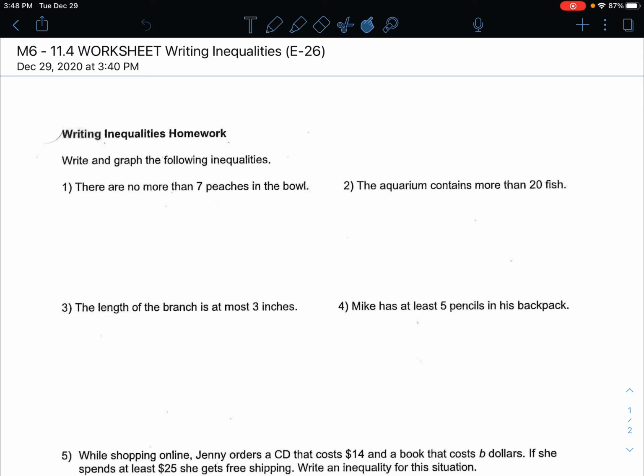There are no more than 7 peaches in the bowl. So no more than 7 is kind of our key term right there. Now, if you aren't sure whether that's greater than, less than, greater than or equal to, or less than or equal to, what I like to do is write some numbers that'll help me determine. I start with the number 7, and I like to do 2 numbers bigger, which just helps, and then 2 numbers smaller, so 6 and 5.